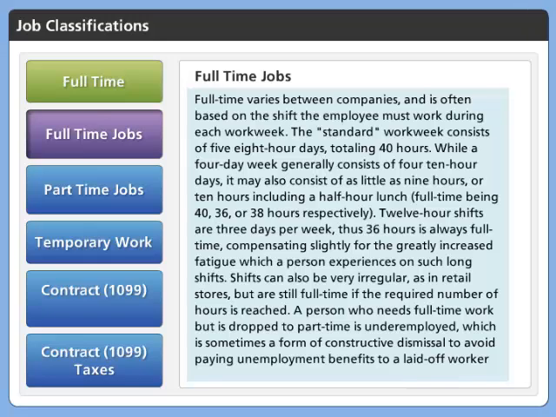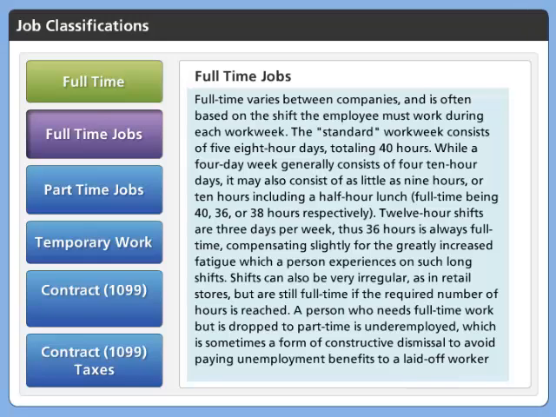Full-time varies between companies and is often based on the shift the employee must work during each work week. The standard work week consists of 5 8-hour days, totaling 40 hours. While a 4-day week generally consists of 4 10-hour days, it may also consist of as little as 9 hours or 10 hours including a half-hour lunch, full-time being 40, 36, or 38 hours respectively.